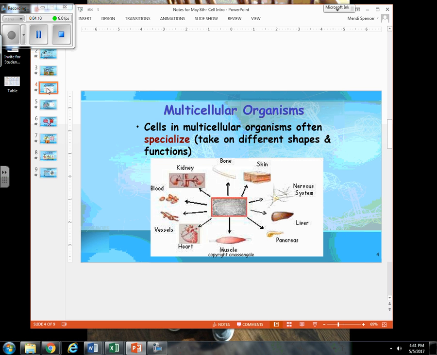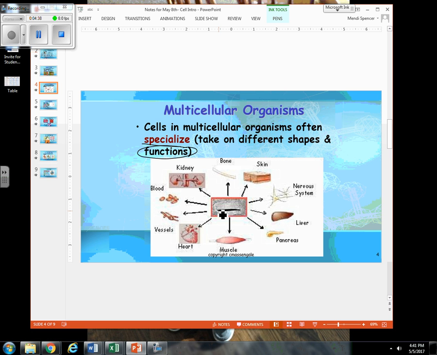Now, with your multicellular organisms, all of the cells inside of them that make up that one organism are going to do something special. They are going to specialize. That means they're going to take on different shapes, different structures, and more importantly, different functions within that animal's body. So, in the middle of this diagram, we have a cell, and this cell essentially is a stem cell.